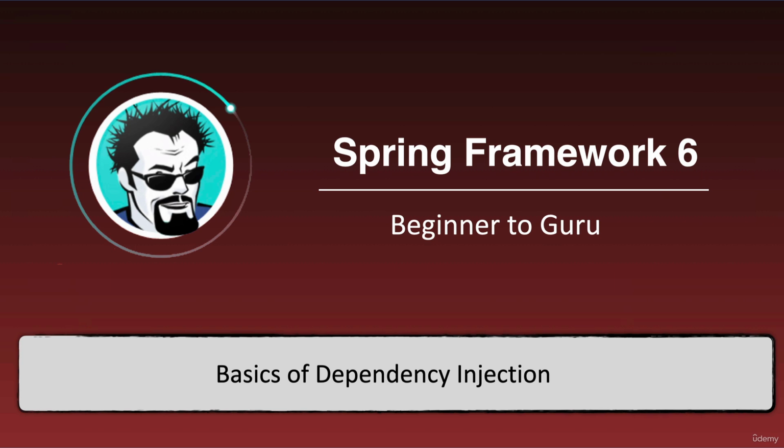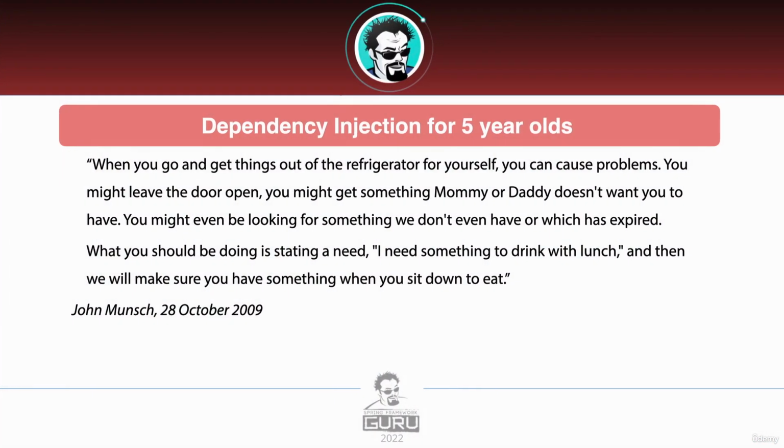In this video, we're going to talk about the basics of dependency injection. We've already been seeing this some in the course, and let's take a little bit closer look at it. So this is a quote from John, I hope I don't say their name, Munch. I hope I'm saying his name correctly there.